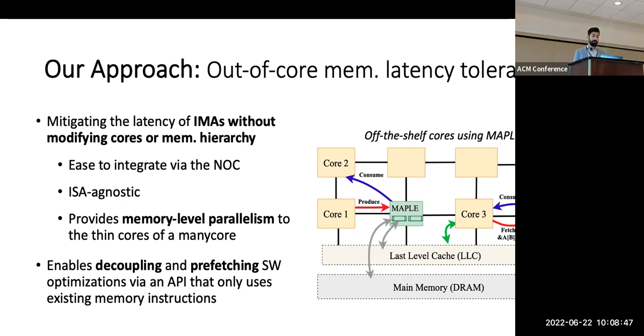Maple's API operations for produce and consume can be targeted from off-the-shelf cores, like we'll explain more later. And thus the mechanism is agnostic to the core's ISA. So we could have cores of different ISAs. In a many-core architecture, Maple is the unit which is providing memory-level parallelism, so that even simple area-constrained in-order cores can mitigate latency. Unlike much of the prior art that assume beefy cores with large instruction windows and reorder structures.